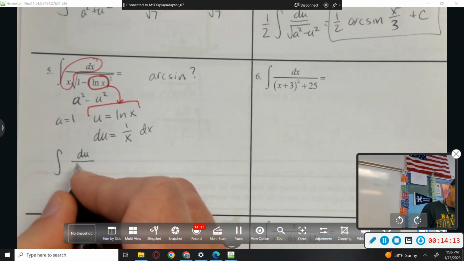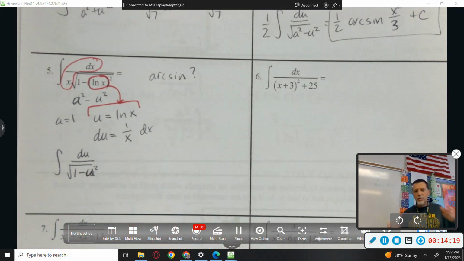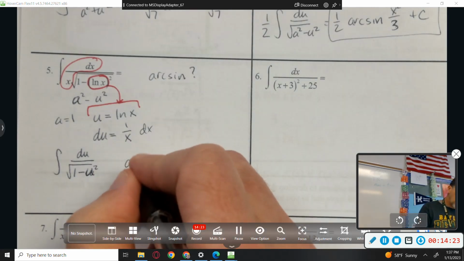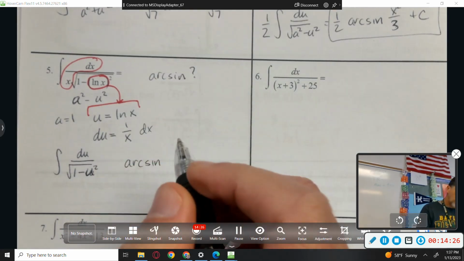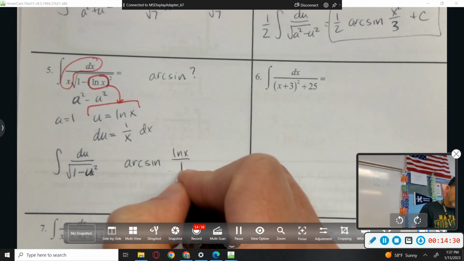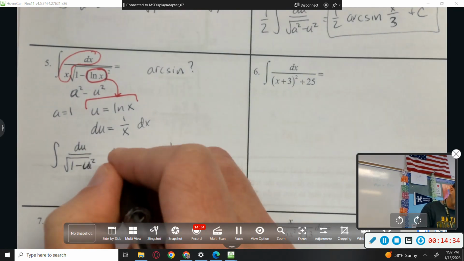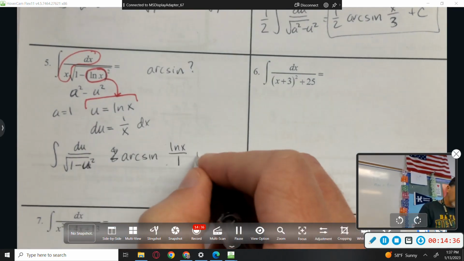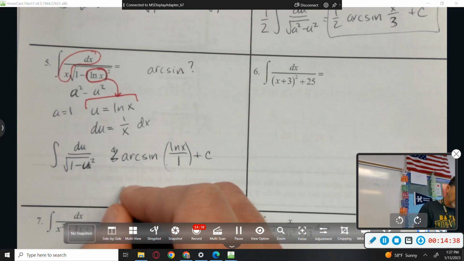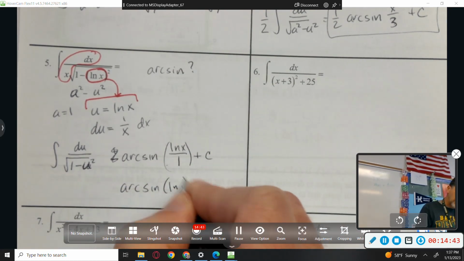du over square root of 1 minus u squared. Or I guess I could have put a squared minus u squared. So arcsine u over a, natural log of x over 1. Oh, that was not really necessary. Plus c. And that's fine as an answer. It just looks so terrible, I'm going to rewrite it.